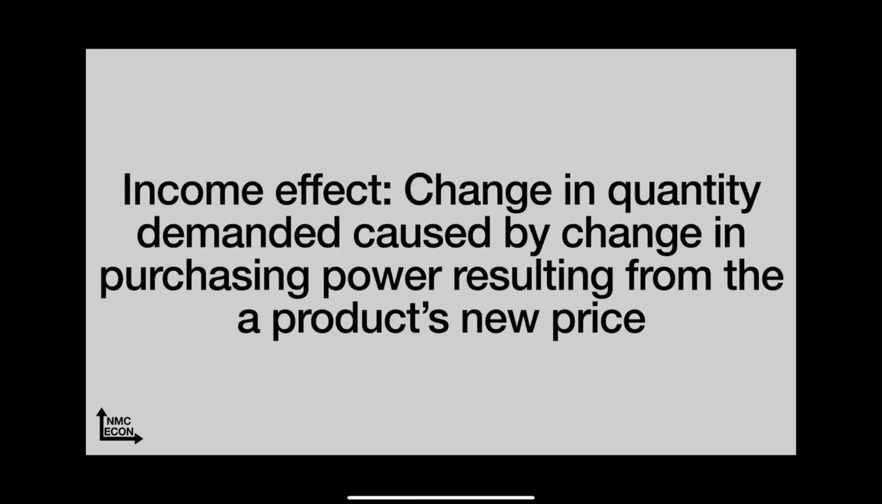Income effect. Again, demand is downward sloping. Change in quantity demanded caused by any change in the purchasing power of your money because a product now has a lower price. You can buy more of it.